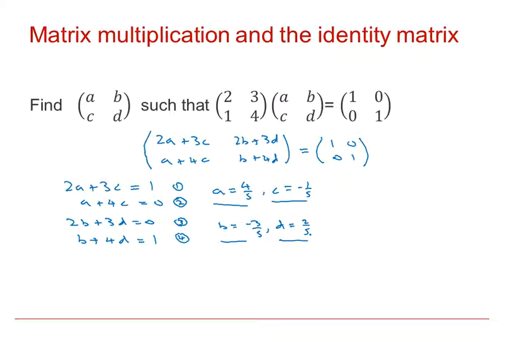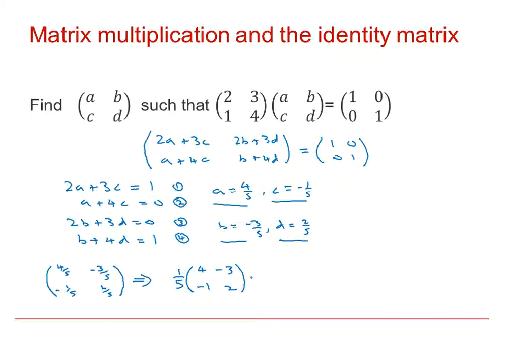So that means that the matrix we're looking for can be written as 4/5, minus 3/5, minus a fifth, 2/5. So that's the matrix we're looking for. It's worth noting a couple of things. First, that we can take the fifth out as a common factor, so you may find that a more convenient way of writing this matrix that we're looking for.